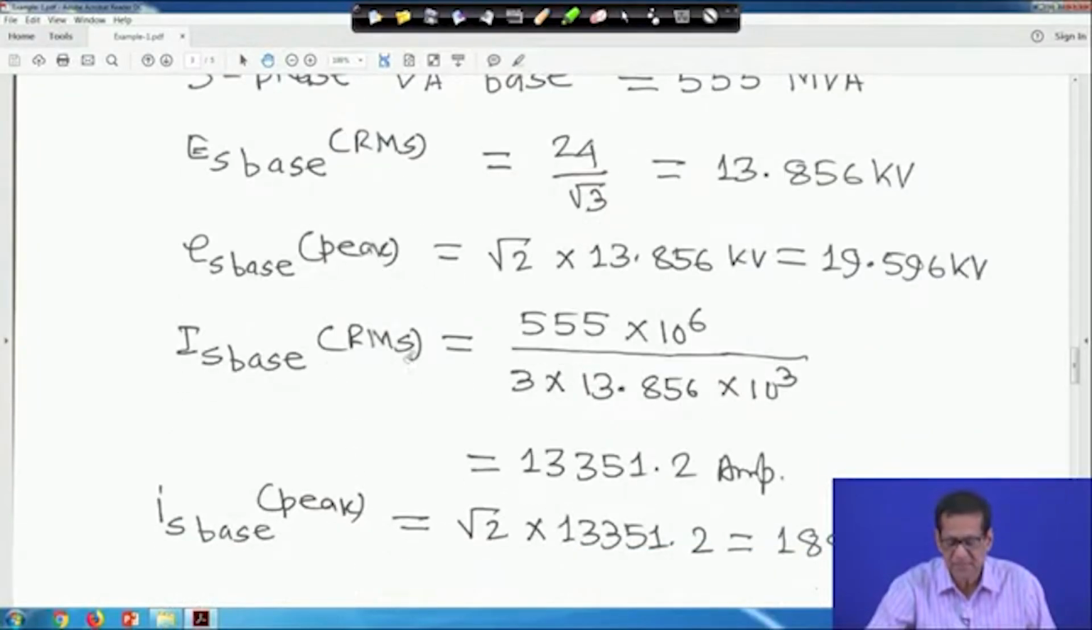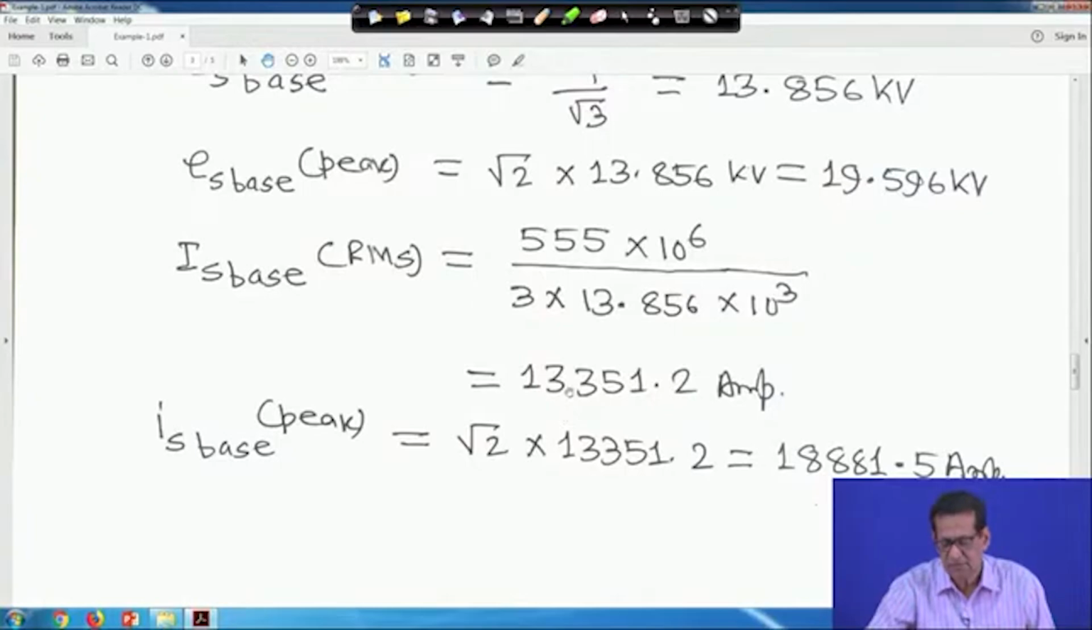Now, IS base RMS will be, this is MVA base 555 into 10 to the power 6 volt ampere divided by 3 into 13.856 into 10 to the power 3, because there is 3 phase MVA. So that is why I multiplied this by 3. That comes around 13,351.2 amps. Similarly, IS base peak will be equal to root 2 into 13,351.2.